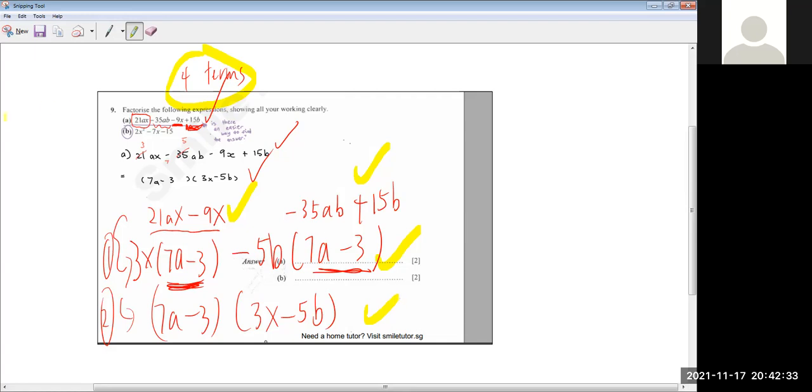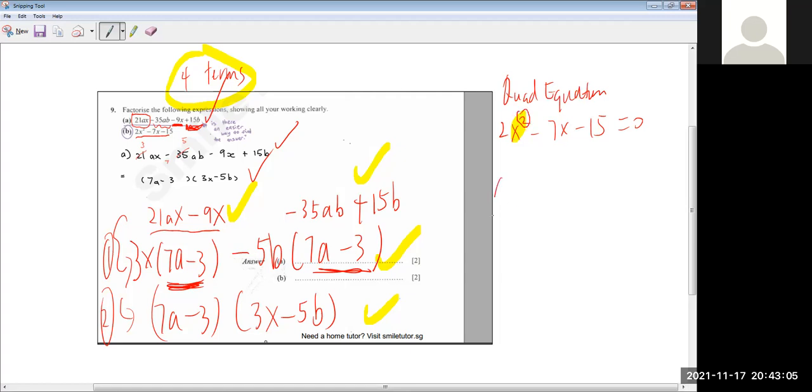Okay, good. Then now it comes to this question, 2x squared minus 7x minus 15 equals to 0. So this is a quadratic equation. Why? Because it's to the power of 2. Let me move this away first. So this is a quadratic equation because the highest power is 2.